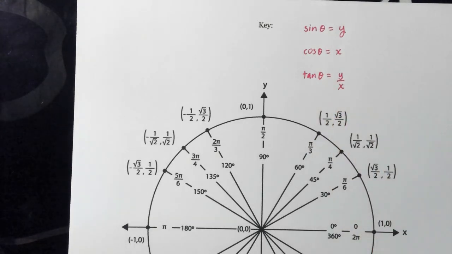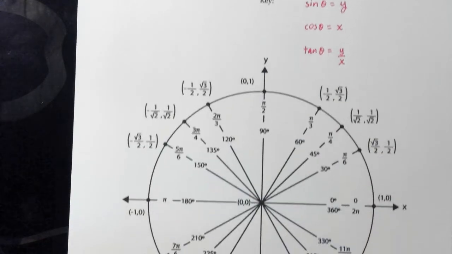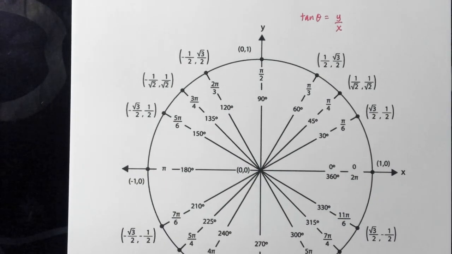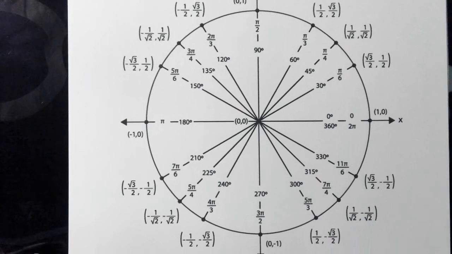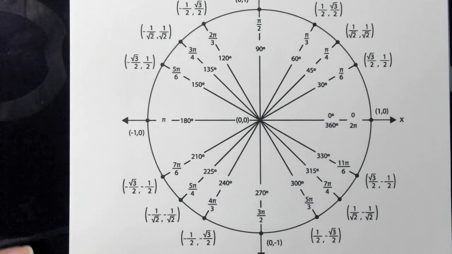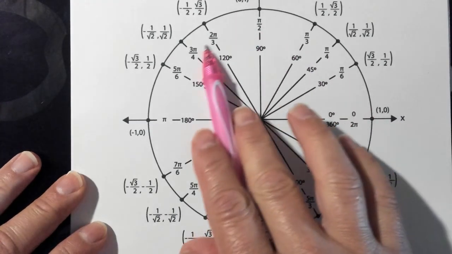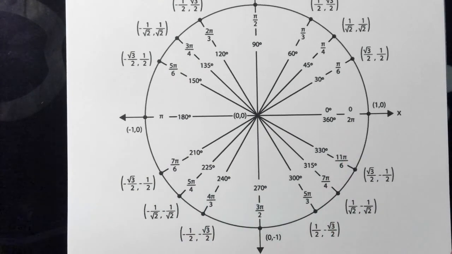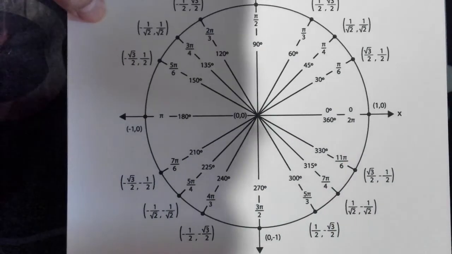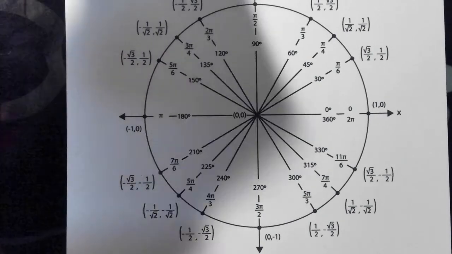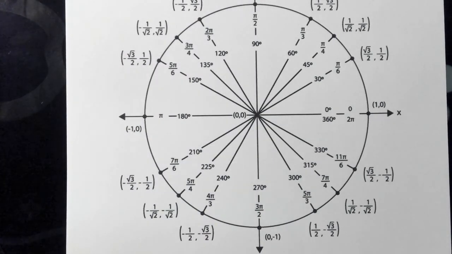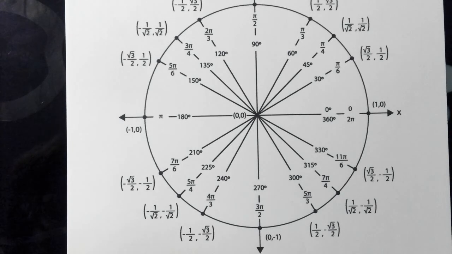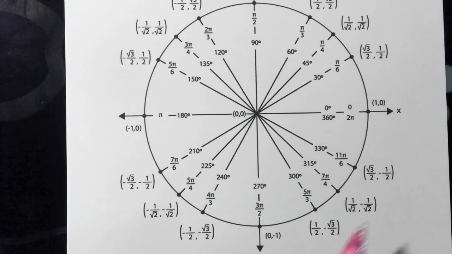So now we're going to do a few examples. I have a completely filled out unit circle for you. Ignore these numbers. These are called radians. We'll teach you about radians next week or the week after that. But let's say I ask you, what is the sine value at 30 degrees? You cannot see that. Let me zoom out.